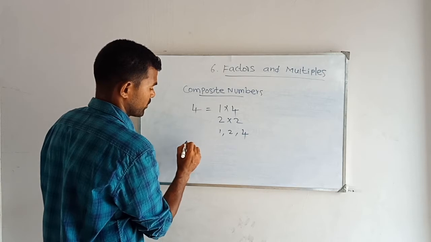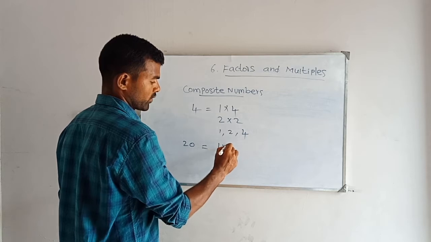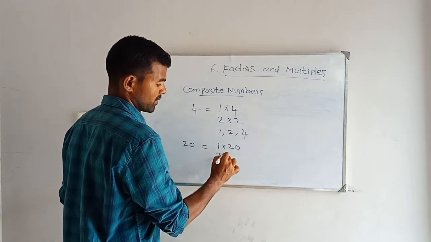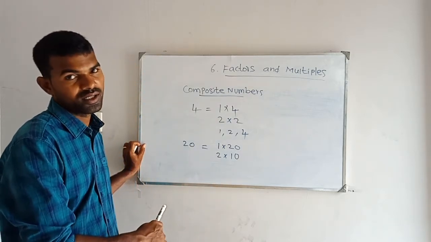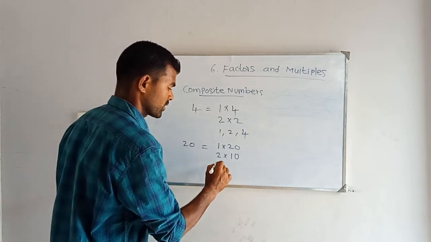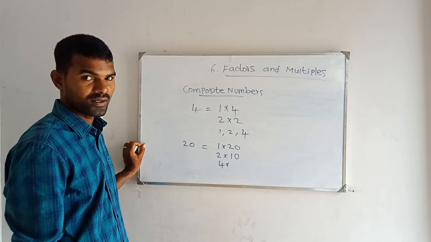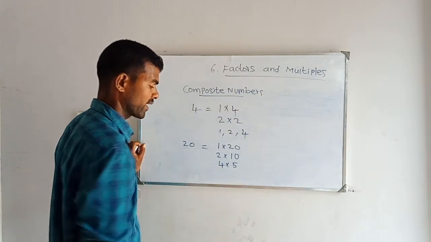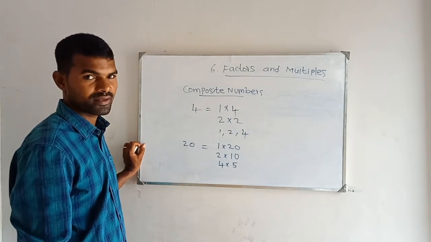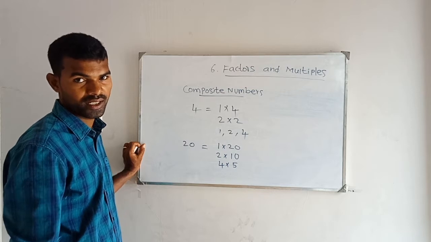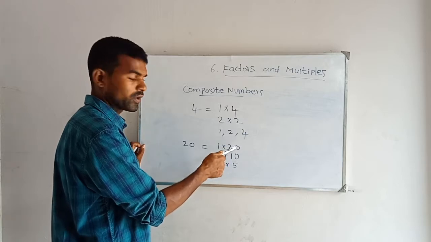Let us take the number 20. How many factors does it have? 1 multiply 20 is 20. Then 2 multiply 10 is 20. 3 multiply any number, does it give 20? No. Then 4 multiply 5 is 20. Then 6, 7, 8, 9, no. Then we get 10 again, 10 multiply 2 is 20. Afterwards we get 20 multiply 1.